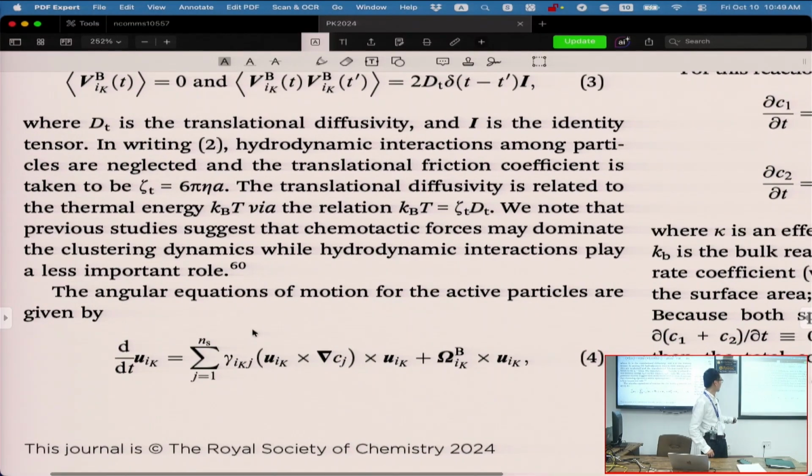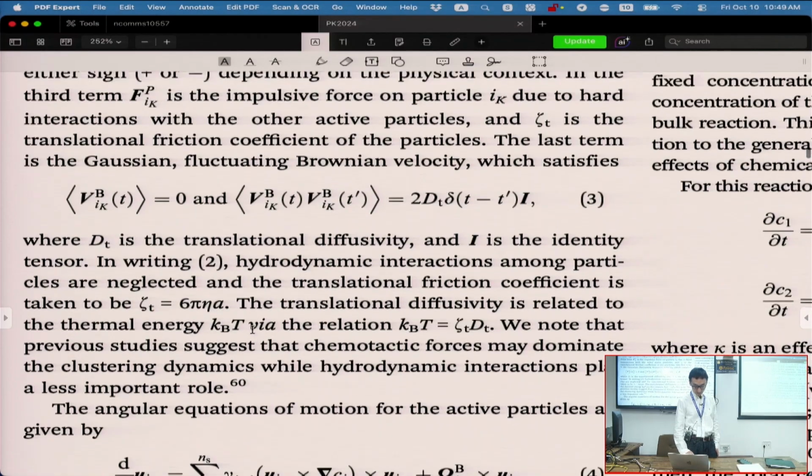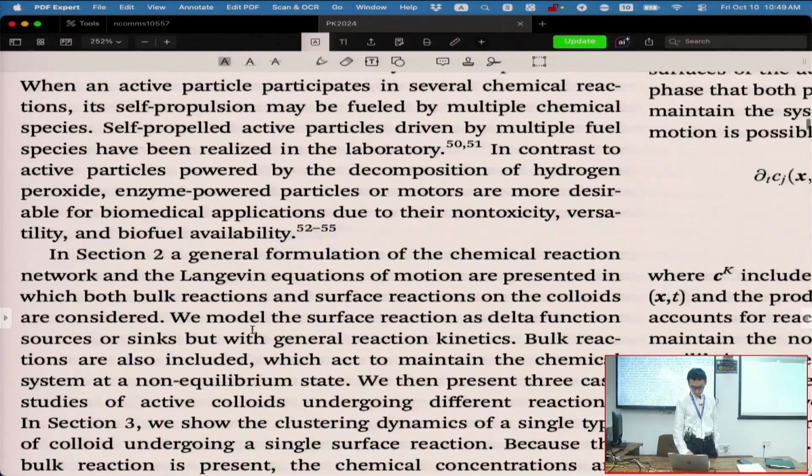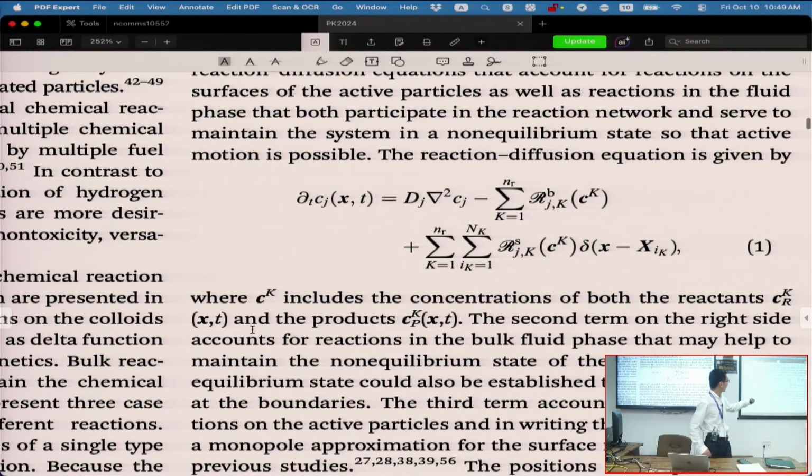And then, similarly, your angular orientation vector follows a similar kind of structure. You have a Brownian part, and you may have alignment, chemotactic alignment in the system, and that is it. Okay, so you solve this coupled to the transport equation.